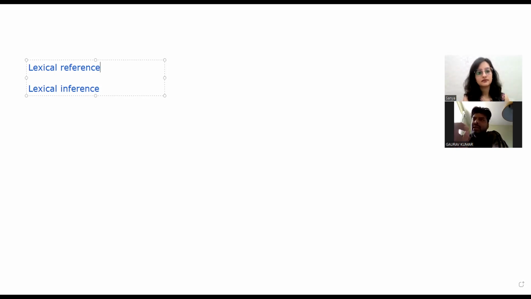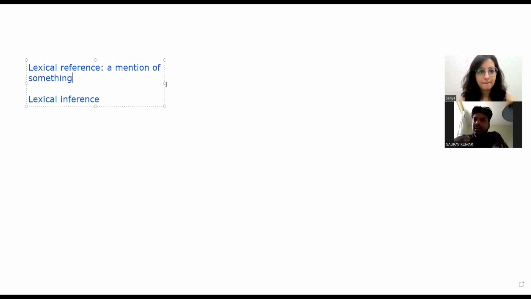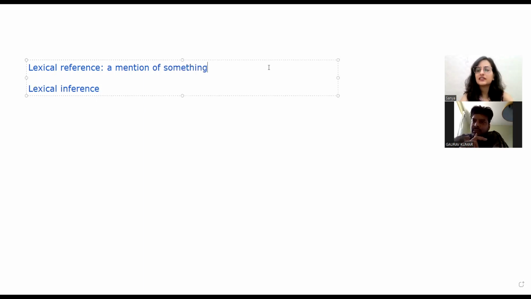Reference means a particular thing, what does it mean... something, but particularly things. They take a sentence from the pages of what we read, put it there, and ask what it means. So we can say a mention of something, like a mention of something that has already been stated. That is what a reference would mean.